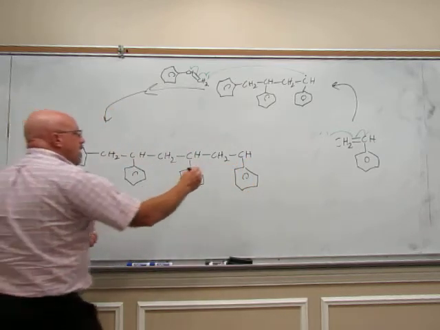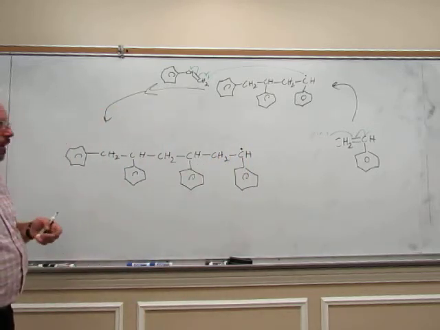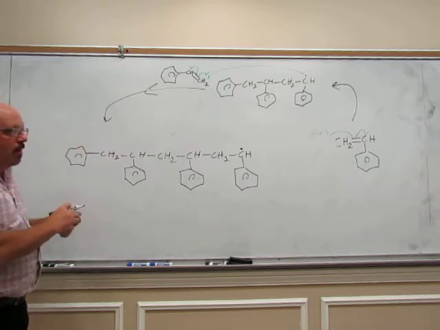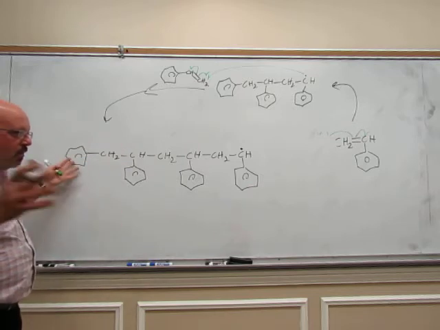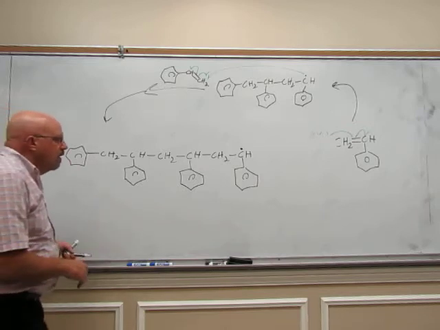Okay, and we have another radical. So this is going to keep going and going and going. Our chain just gets longer and longer and forms our polymer. A typical polymer will have molecular weights anywhere from 100 to maybe 400,000 molecular weight.